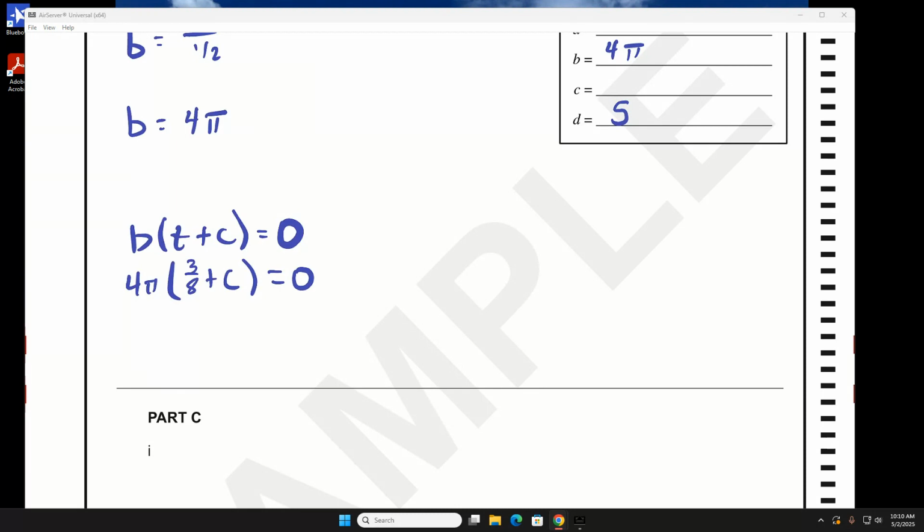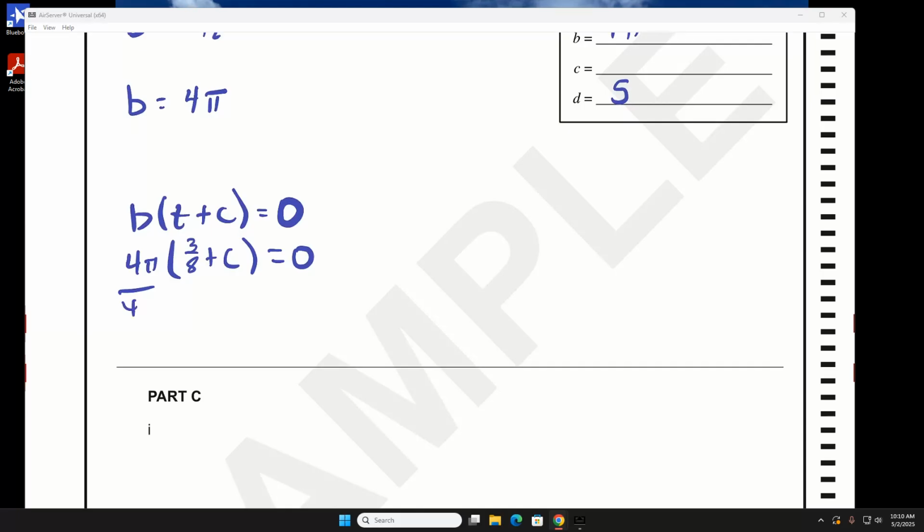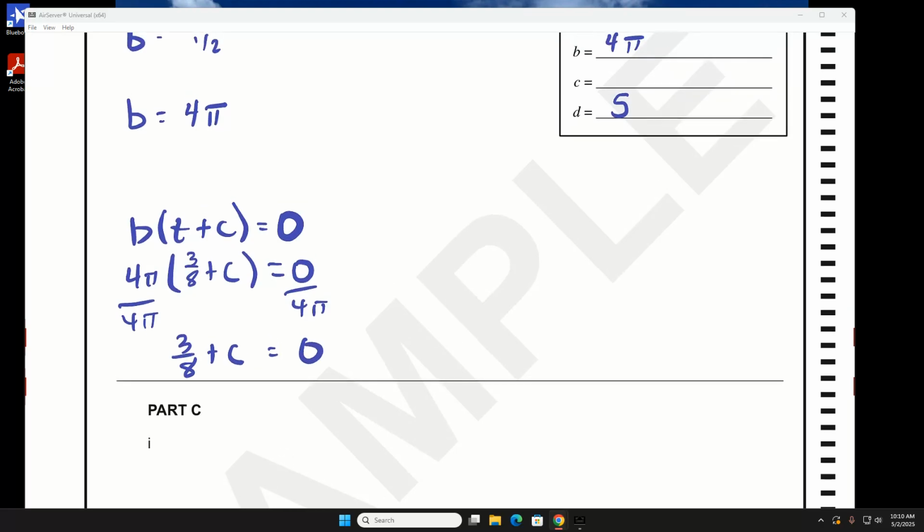Okay, and then we're going to do this just like the last one, but it's going to be easier. So the first thing we do is divide by what's in front of the parentheses. What is 0 divided by 4 pi? 0. And then I would subtract the 3/8. But when you subtract it from 0, this is negative 3/8. So last year they did sine on this one, so I don't know if they'll switch to cosine. We'll see.